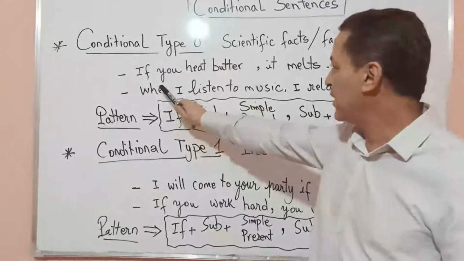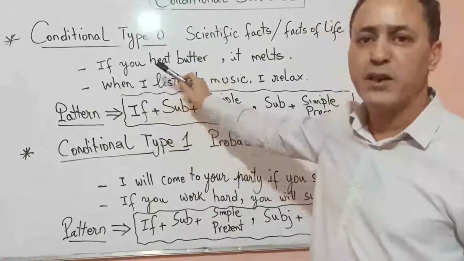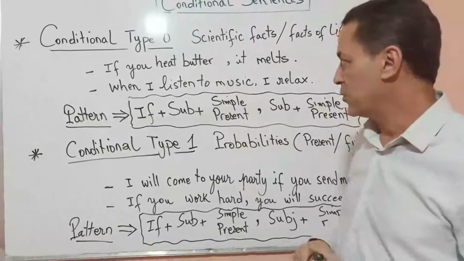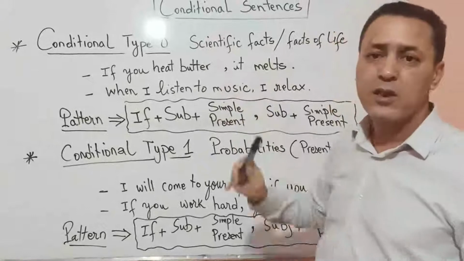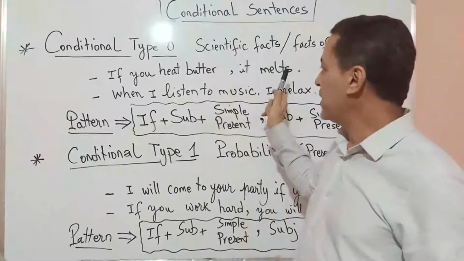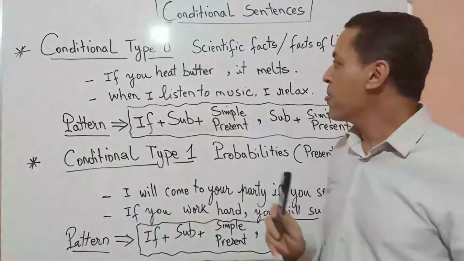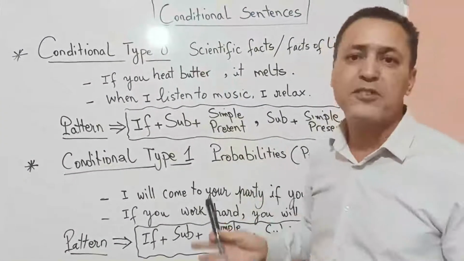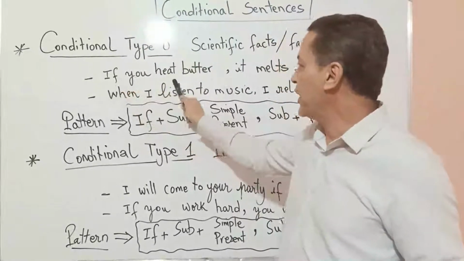So as you can see, I have cited just 2 examples, and we'll start from them and see how and when we can use conditional type 0. So example, if you heat butter, it melts. If you heat butter, it melts. Okay? As you can see here, this is what we call a scientific fact. Okay? It's been tested and proved, okay, and it's 100% true. It happens all the time, okay. So whenever you heat butter, it melts.